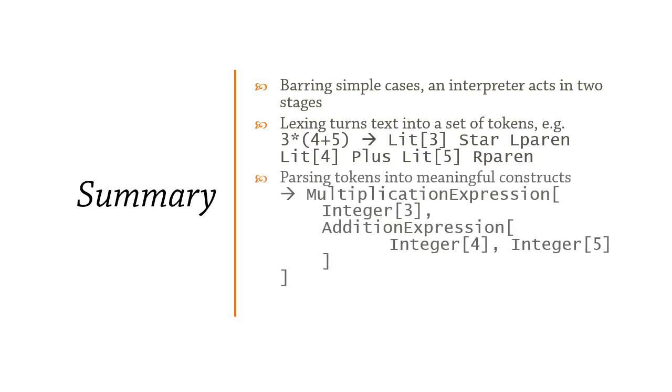And then the second stage is parsing, and that is where you take the sequence of tokens and turn it into meaningful constructs. So you can see that there's a multiplication here with the left and right hand sides. The parser would recognize that we have a multiplication expression. The left side is the integer 3 and the right hand side is an addition expression, and so you end up building what's called an abstract syntax tree. And then of course this parsed data can be traversed, it can be interpreted, it can be transformed, and you can do whatever you want with it.